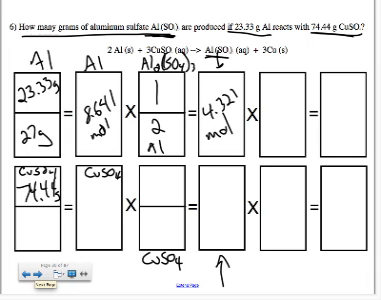sulfate. So the molar mass of copper sulfate is 63.5 for copper, plus 32 for sulfur, plus 64 for oxygen, which gives me 159.5 grams. So if I do 74.44 divided by 159.5, I get 4.667 moles. And my mole ratio here, copper sulfate, way up here in the equation, has a coefficient of 3.